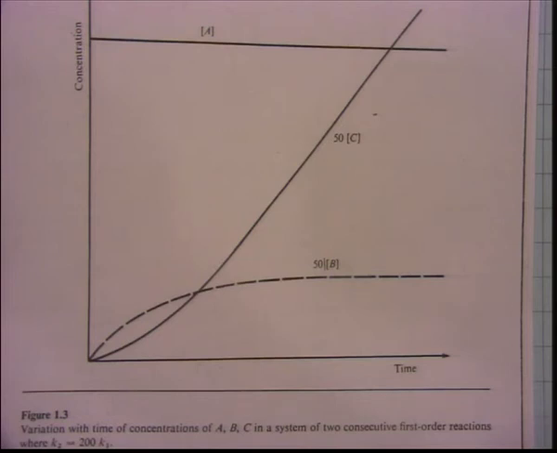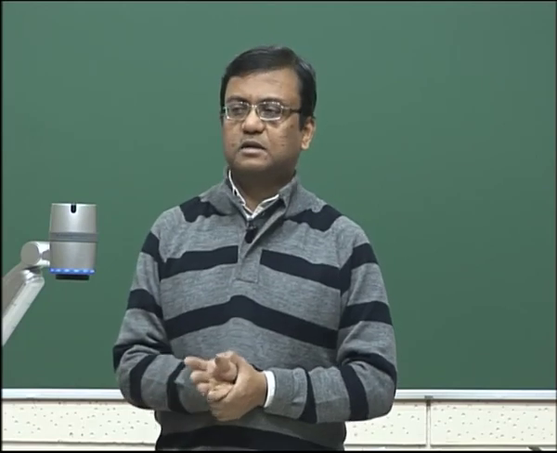So, in this case K1 is small and K2 is large, because we assumed K2 by K1 to be 200. We can interpret it in this fashion, that K1 is small and K2 is large. If K1 is small, A will decay, but it decays slowly. In fact, in this particular plot it decays so slowly that you almost can't make out, it is almost leveling off.